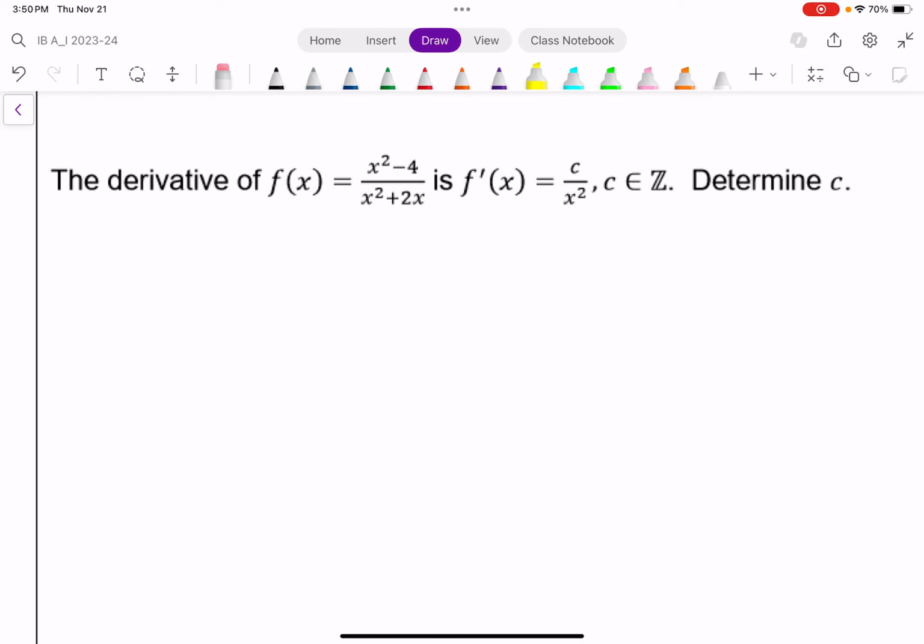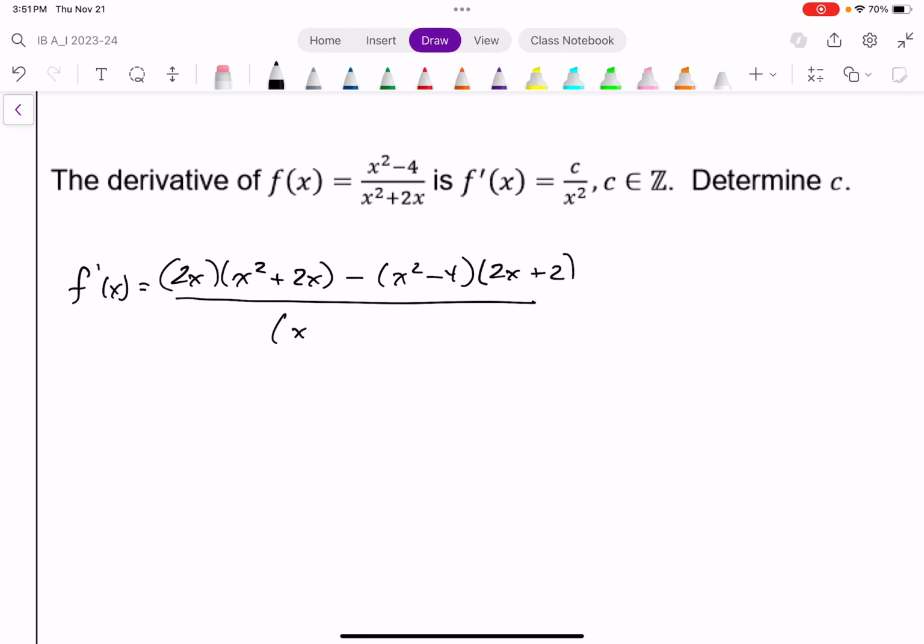I'm just going to basically ignore this for the time being and differentiate this, so use the quotient rule. And so f prime of x: the derivative of x squared minus 4 is 2x times the denominator, minus the other way around, times the derivative of the denominator. So the denominator is the derivative of 2x plus 2. And all this is divided by x squared plus 2x, all squared.